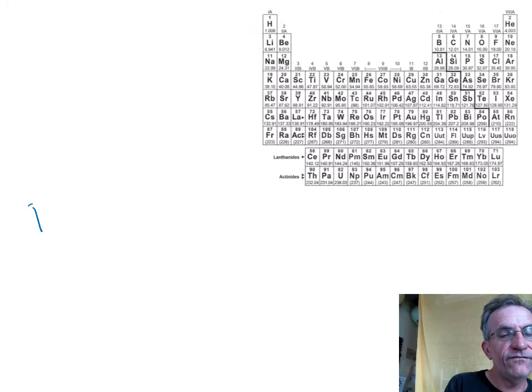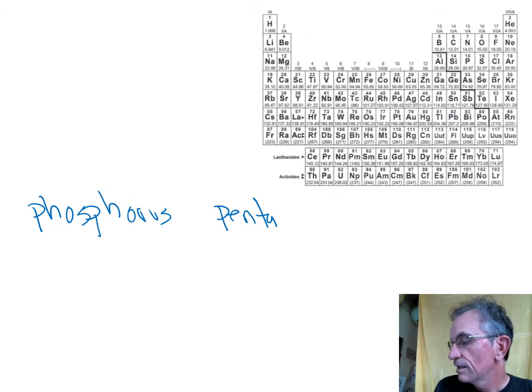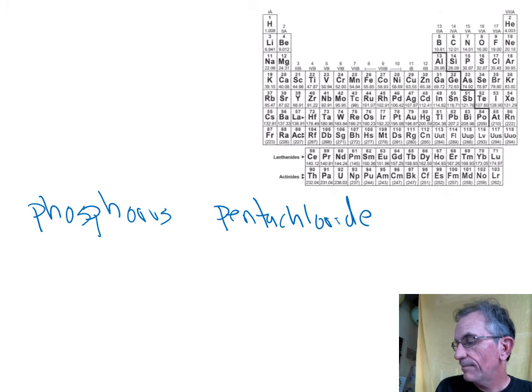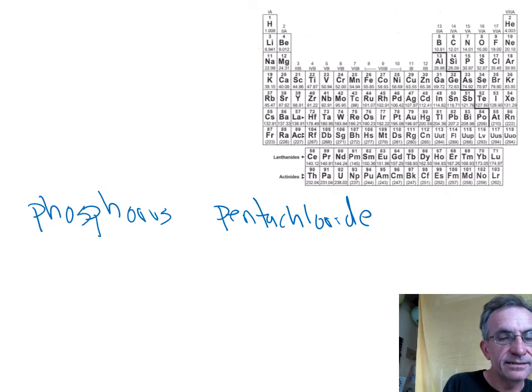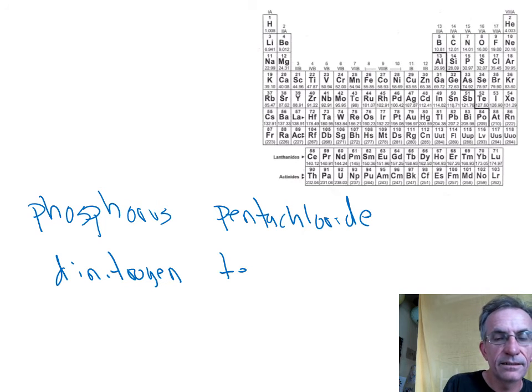How about phosphorus? Yeah, we'll do phosphorus penta. Oh, let me check my notes here. We're going to do phosphorus pentachloride. And while we're at them, we might just do one more of these. How about dinitrogen, and then we have tetrabromide. What's going to be the formula for that?